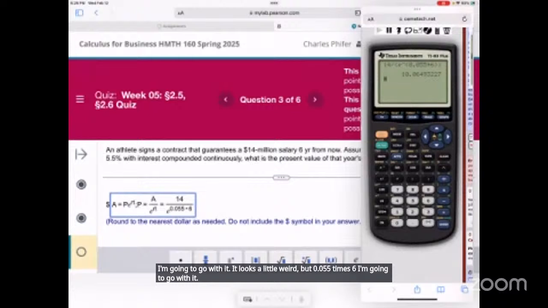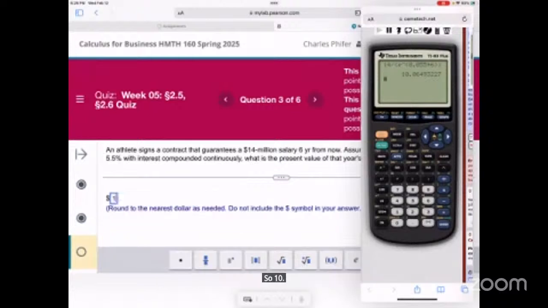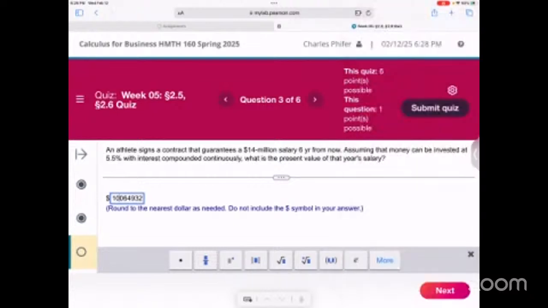So 10,064. Nearest dollar. 9932. Let's see. 1, 2, 3. 1, 2, 3. Nearest dollar. Okay. All right, well, I'm going to go with it.